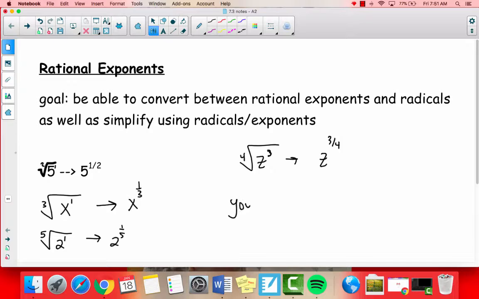So how about you try this example? If we have the cube root of c to the -5th, you could try that one. Or you could also try changing d to the 7/4 into the radical form. So the first one, change it to exponential form. Second one, change it to radical form. See how you do.